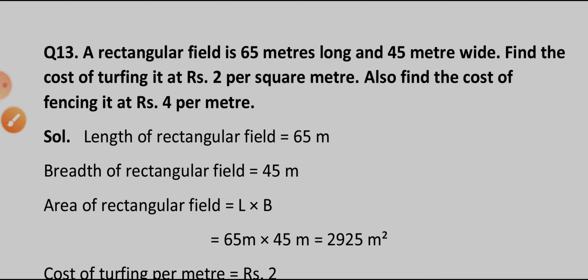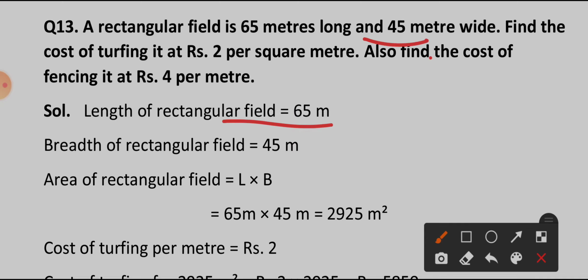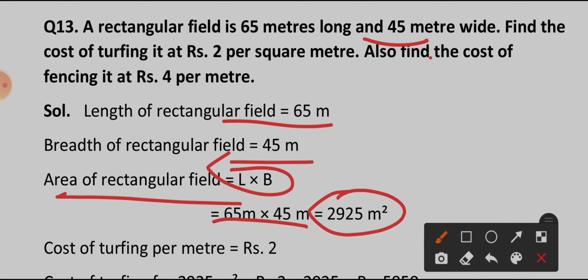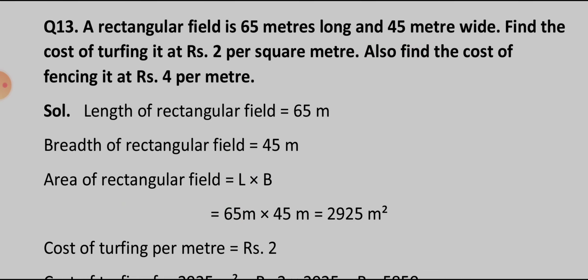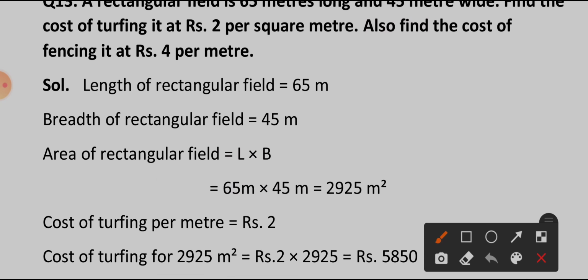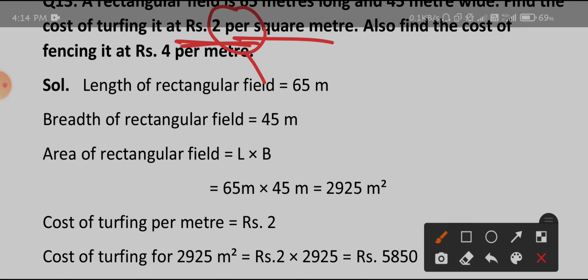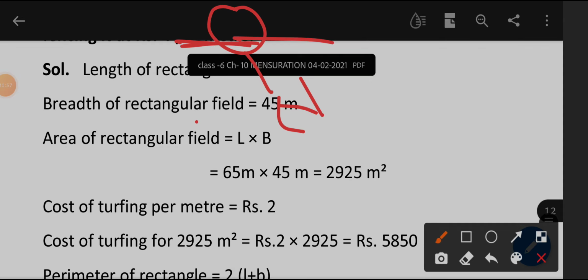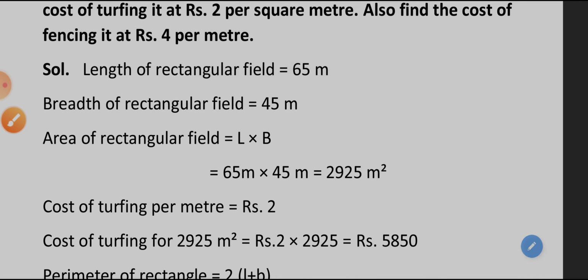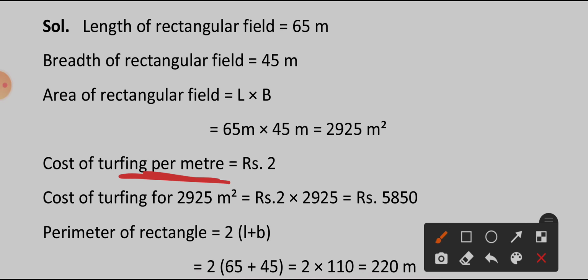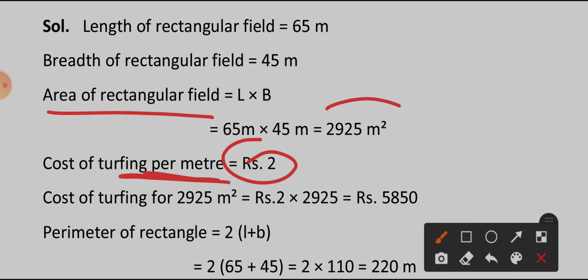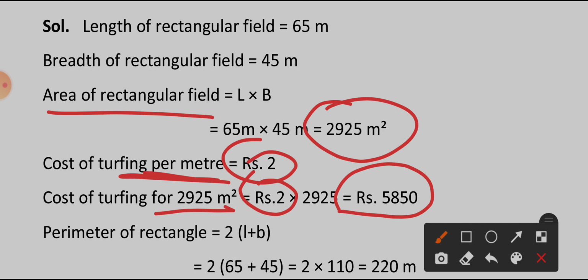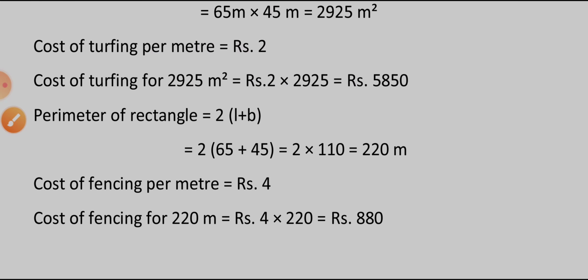So length is given 65 meter, breadth is 45 meter, so area is L into B, means 65 into 45, 2925 meter square. Now what they ask is at rupees 2 per square meter. पर का मतलब होता है सिर्फ एक मीटर स्क्वायर के लिए. Per means only for 1 meter square. So cost of turfing per meter square is ₹2. So the cost of turfing for 2925 meter square will be multiplied by 2. It means rupees 5850.